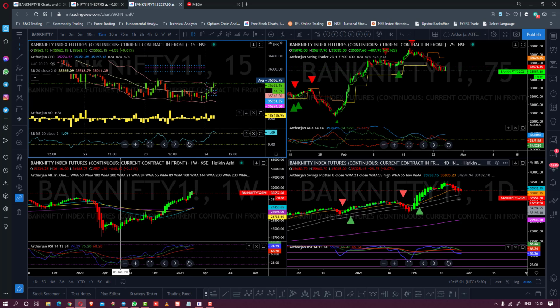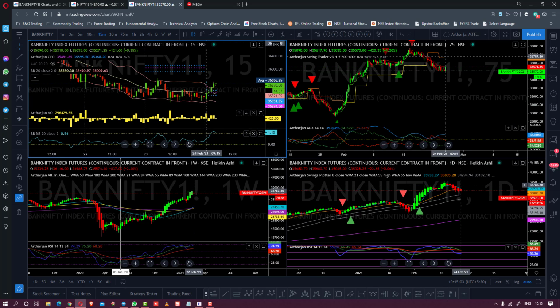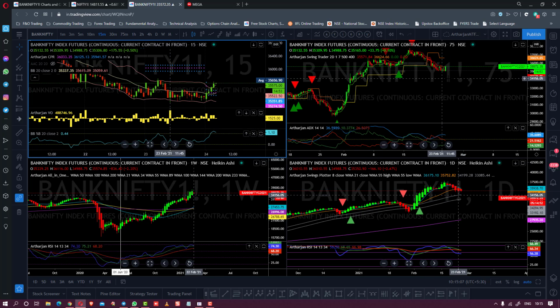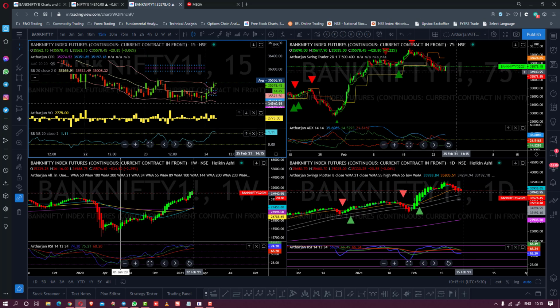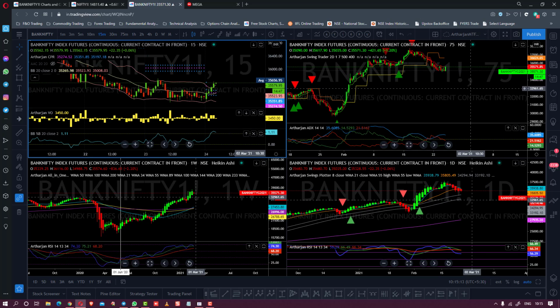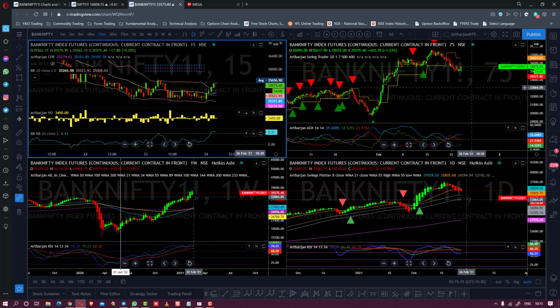However, I will be taking the trade only when I see a green Heikin-Ashi at least on a daily candle, and on a 75-minute time frame, this super trend, I get a green arrow here and I get a buy signal on the 75-minute time frame.